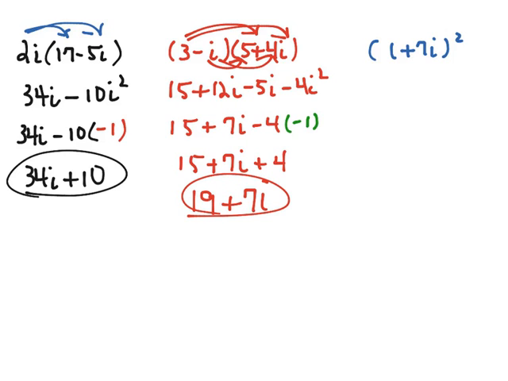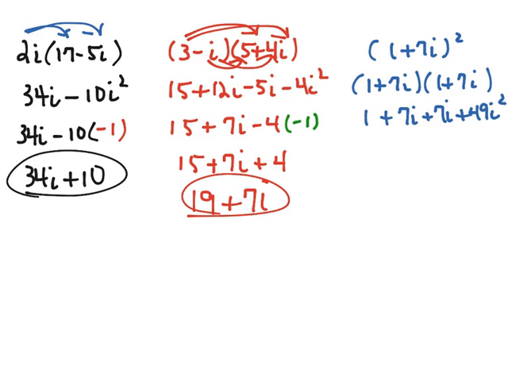In the next example, we have 1 plus 7i quantity squared. So realize that this means we have 1 plus 7i times 1 plus 7i. So doing what we did in the last example, if we FOIL this, 1 times 1 is 1. 1 times 7i is 7i. 7i times 1 is 7i. And 7i times 7i is 49i squared.